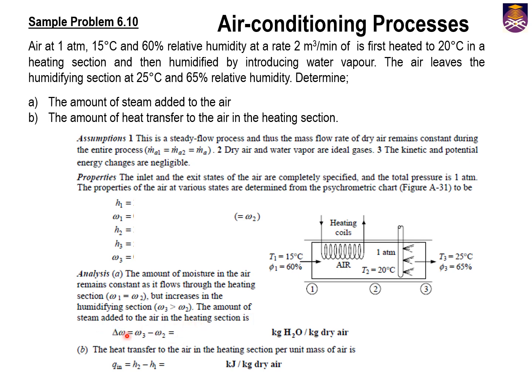So the delta omega, the difference between omega 3 and omega 2, is the amount of steam added to the air, right? And then to find the heat transfer, it is nothing but H2 minus H1. Right, so that is the heat transfer through the heating coil, and you find that heat transfer to the air in the heating section per unit mass of air is given as H2 minus H1. That will give you the answer in kilojoule per kilogram dry air. So give it a try, get the values, skeleton is there, it should be easy. You should be able to get all the values that you need.